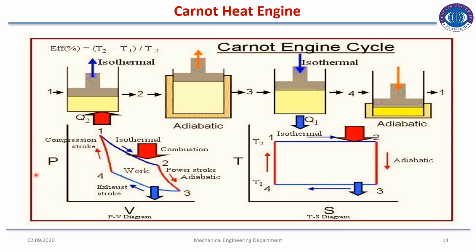So on PV diagram, when we see process 4 to 1, that is an adiabatic compression. So when we see process 4 to 1 on TS diagram, reversible adiabatic process is also an isentropic process. Therefore, process 4 to 1 is also a straight line. So this is a Carnot heat engine.